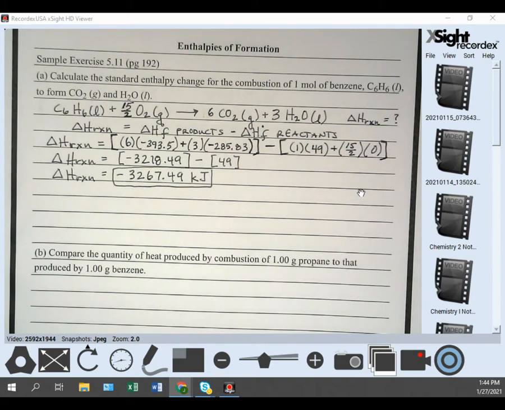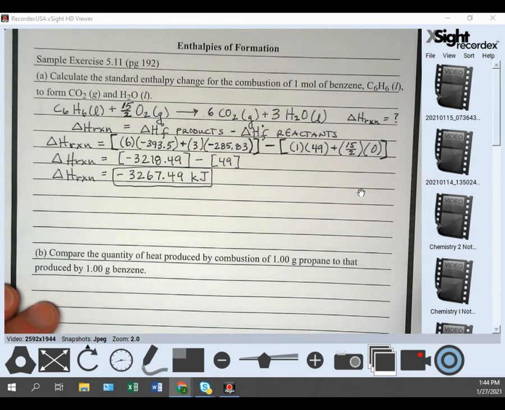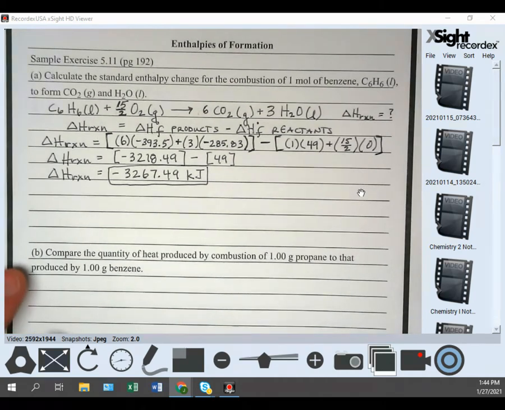I'm not worried about significant figures with these. Just do whatever it kicks you out, and I just leave it at that for what we're doing. All right, does that make sense? People feel comfortable so far?